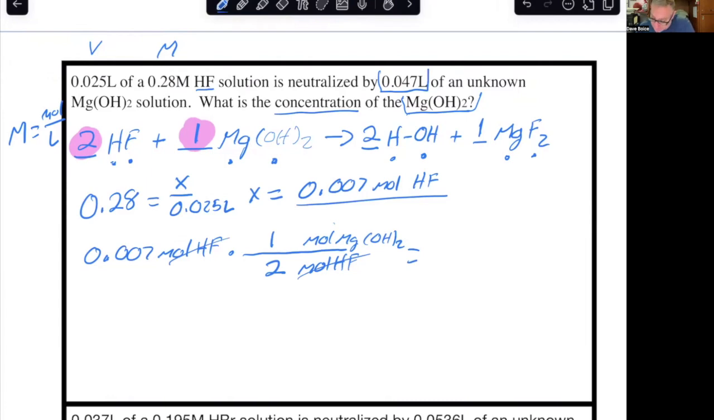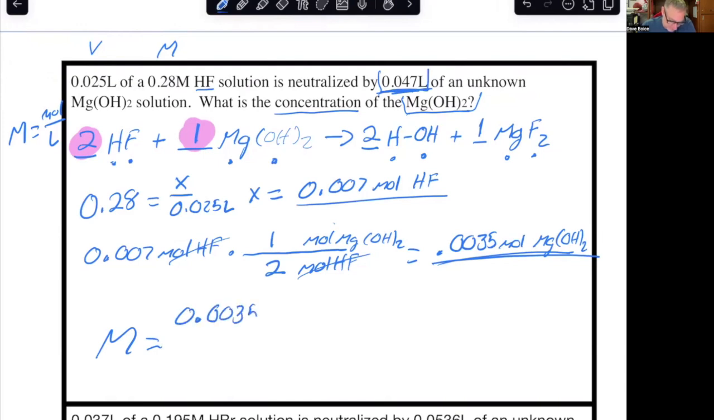So this means that I have 0.007 divided by 2, which is going to equal 0.0035 moles of MgOH2. So now I'm almost there. I have moles and I have liters right up here. So cool. So molarity is moles over liters. So molarity equals 0.0035 moles over my liters, which is right here in the question.